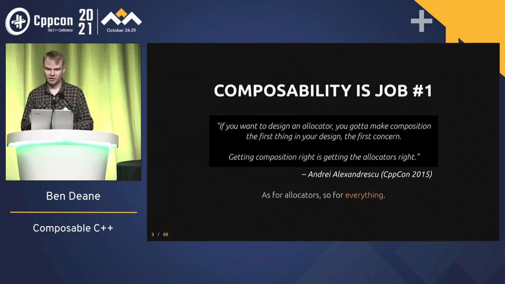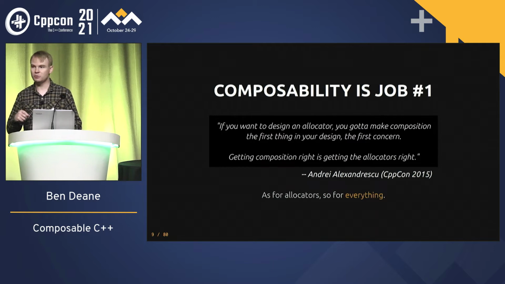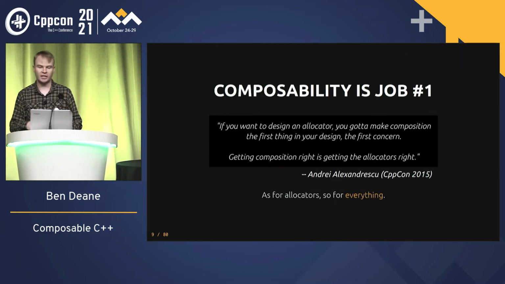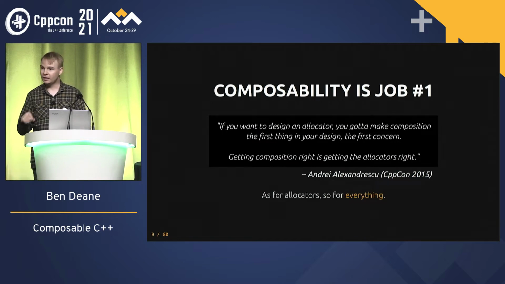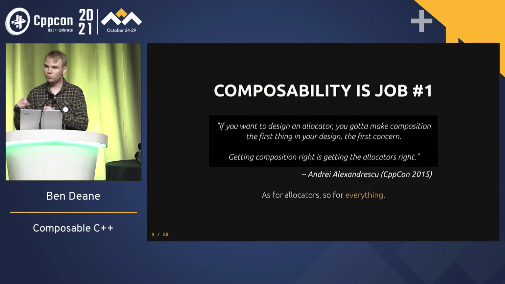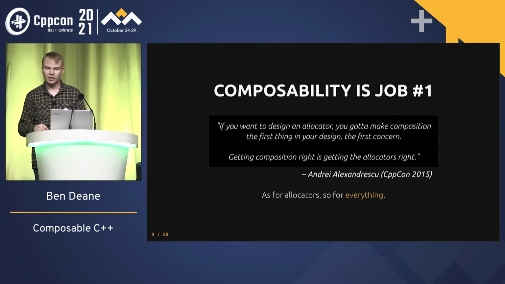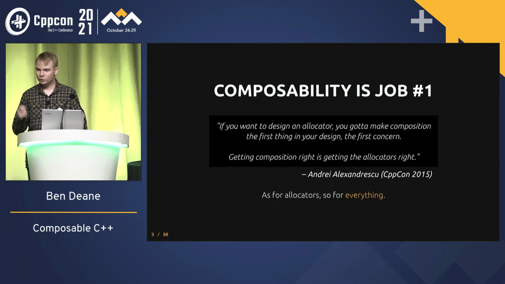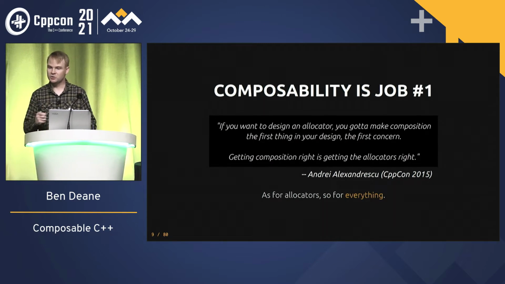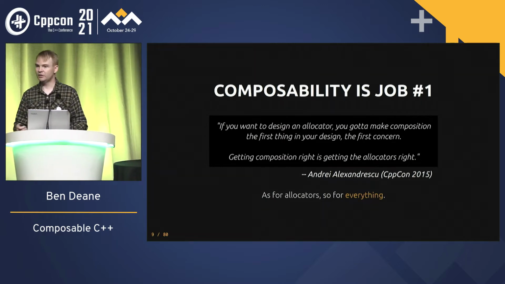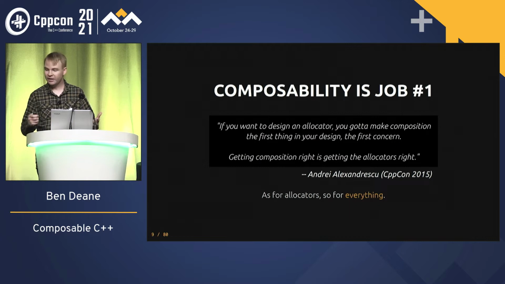Now, 6 years ago, Andrei Alexandrescu was on not this stage, but the stage in Bellevue in Washington, and he gave a great talk on allocators. Well, it was ostensibly about allocators, but when I watched it again, it spoke to me really about composition. And he said verbatim, if you want to design an allocator, you've got to make composition the first thing. Getting composition right is getting allocators right, and as I hope to convince you, it's really getting everything right.